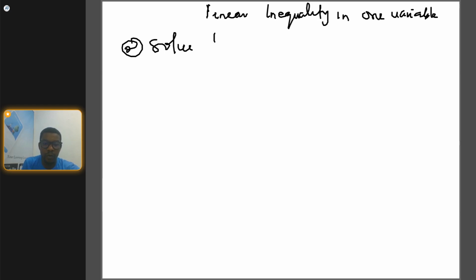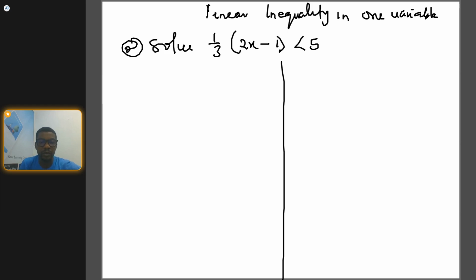Solve 1/3(2x - 1) < 5. So this is the question we want to solve. In this case, we have a bracket in the question. Following the rule of BODMAS, you need to first deal with the brackets. But before that, we have a fraction, and that is 1/3. So we are to multiply through by the denominator of that fraction.